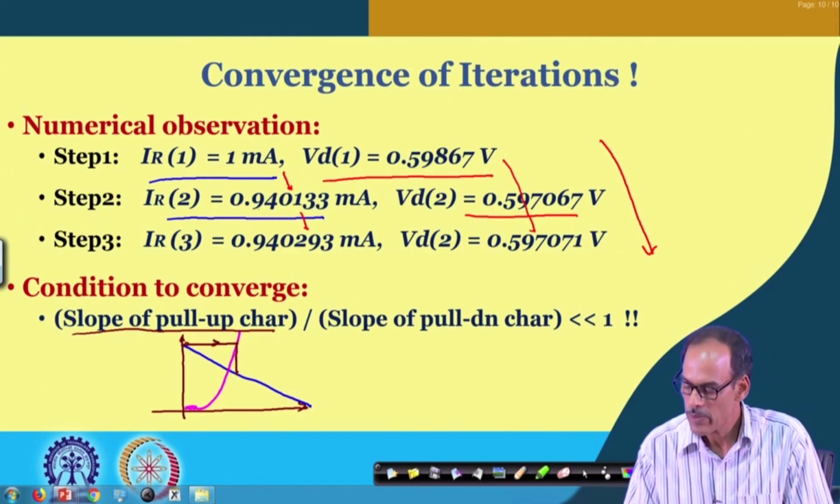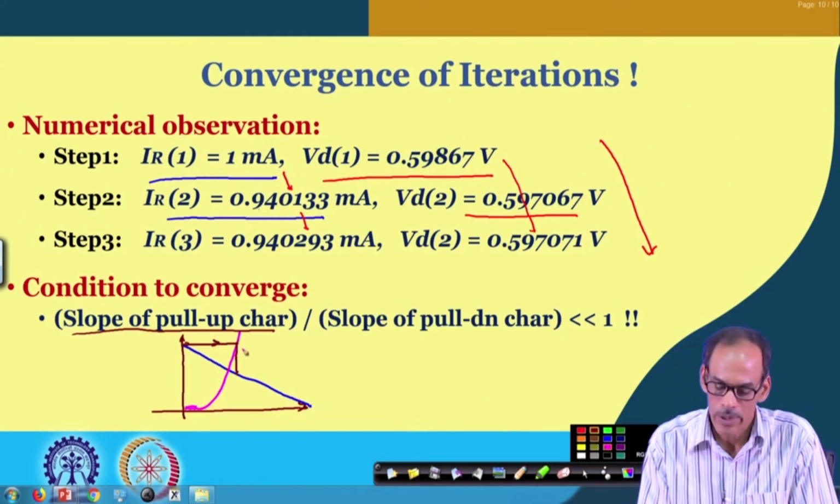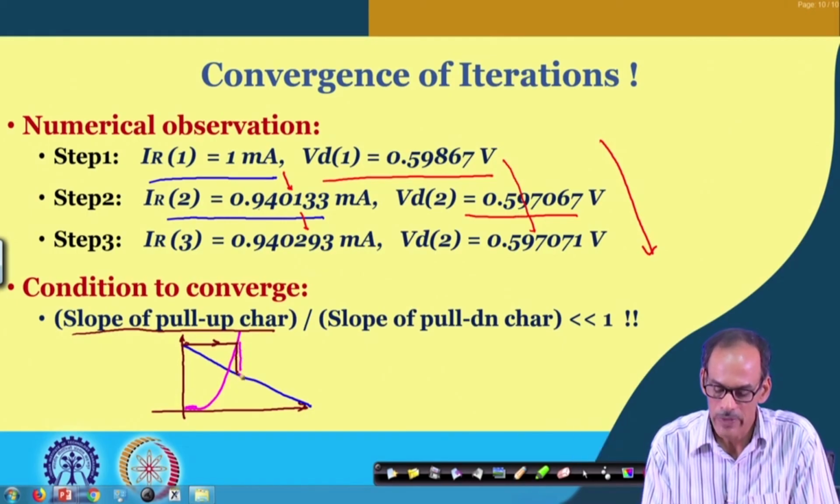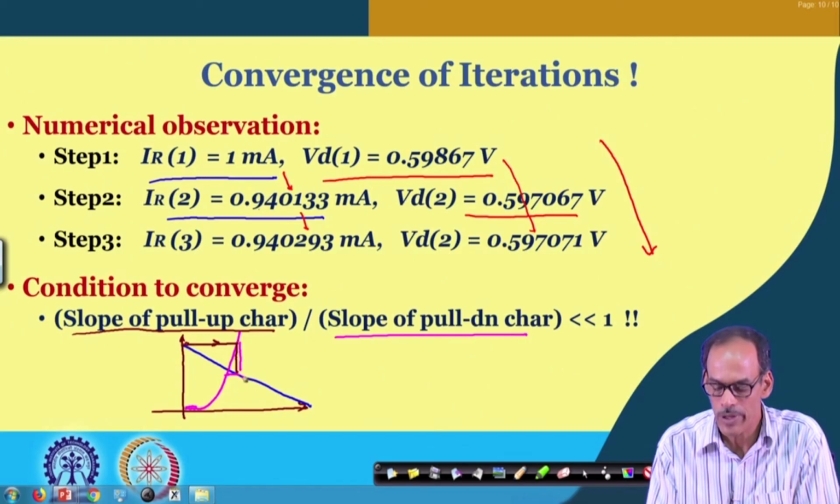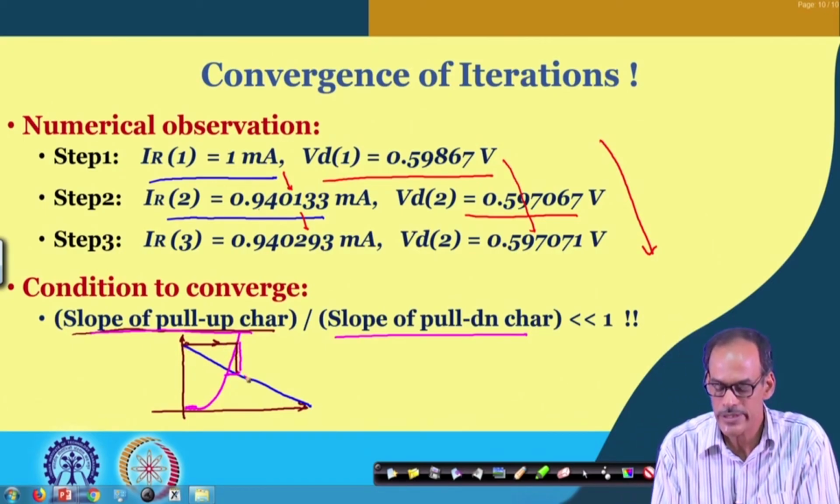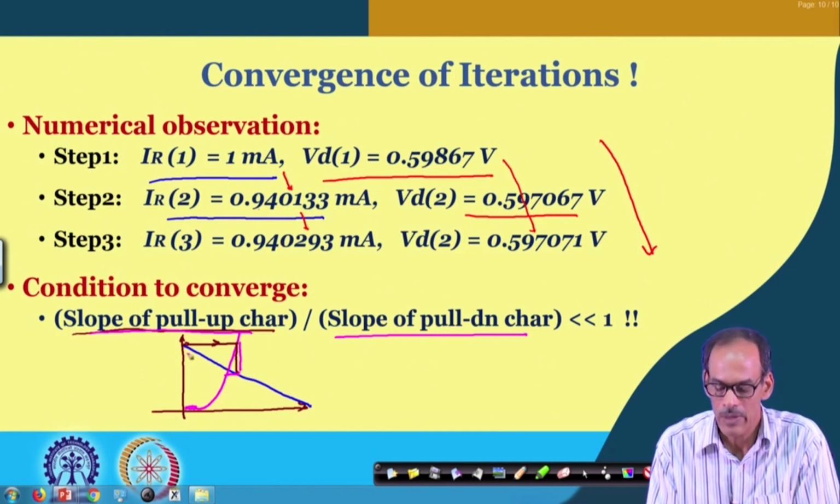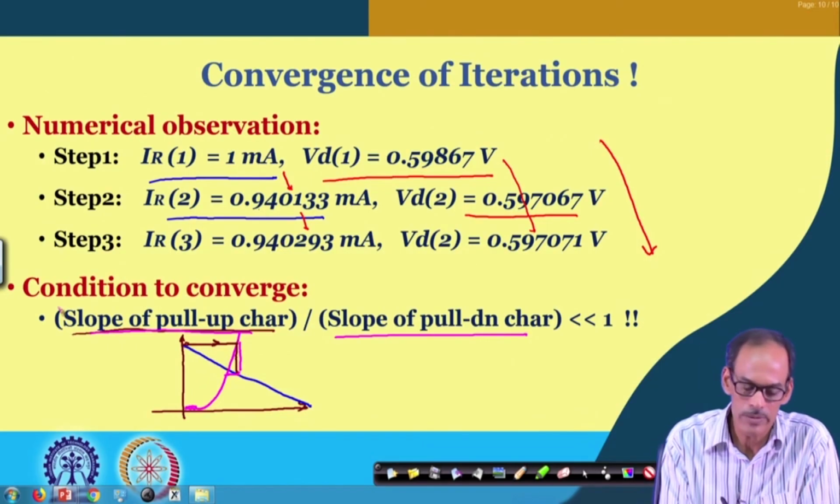On the other hand, while you are moving downwards like this and then moving horizontally, that is nothing but the slope of the pull down characteristic. So while you are coming from this point to this point, essentially that is the ratio of the two slopes of the two characteristic curves. You can see that this is a resistive element and this is an exponential curve. Numerically, the slope of this line is 1 by R, of course with a minus sign, and we are concentrating on the magnitude.